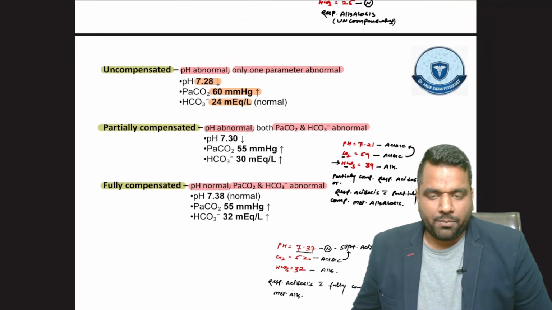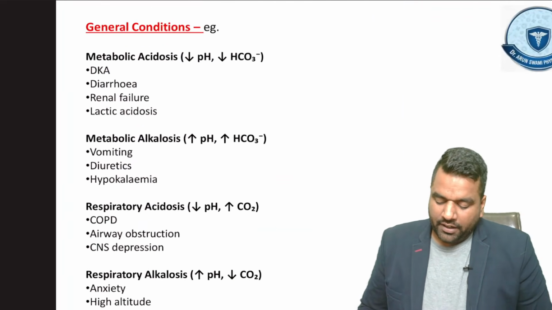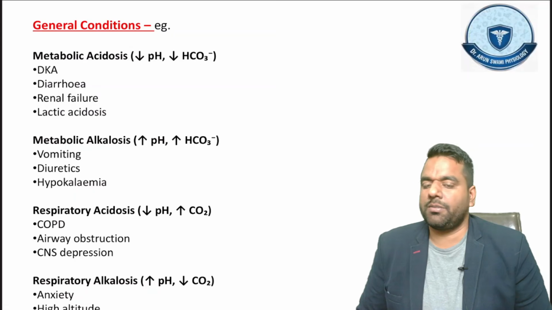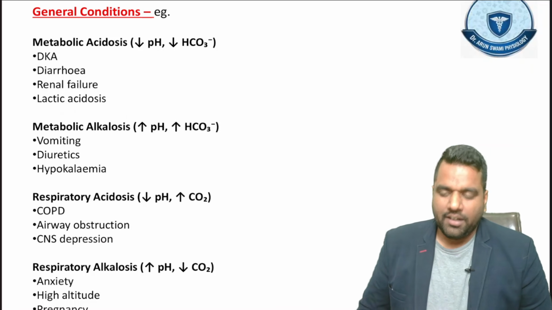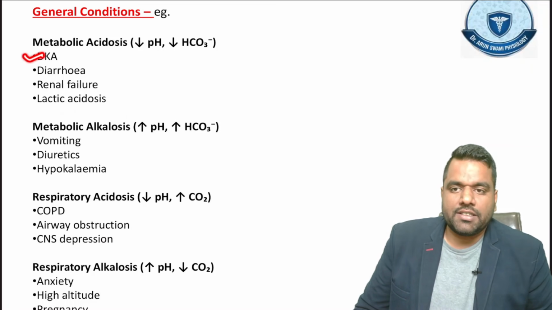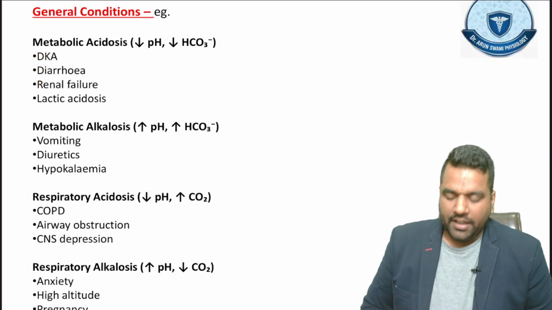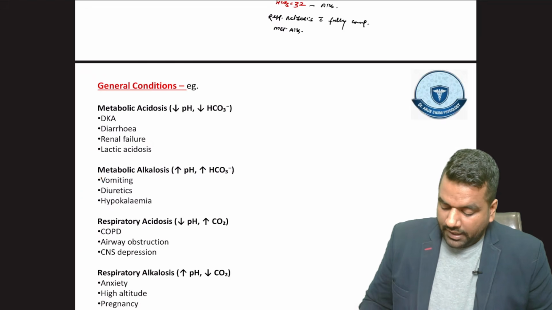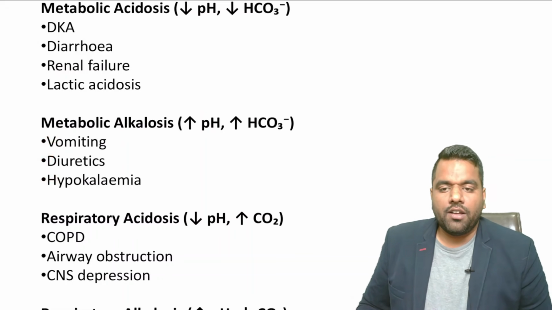Guys, please also remember the general conditions for metabolic acidosis, alkalosis, and respiratory acidosis, alkalosis. Examples of metabolic acidosis are diabetic ketoacidosis, diarrhea, renal failure, and lactic acidosis. In metabolic alkalosis, examples are vomiting, diuretics, and hypokalemia.